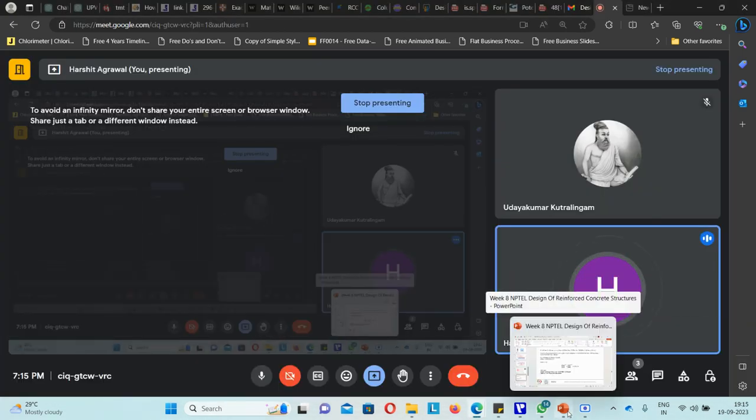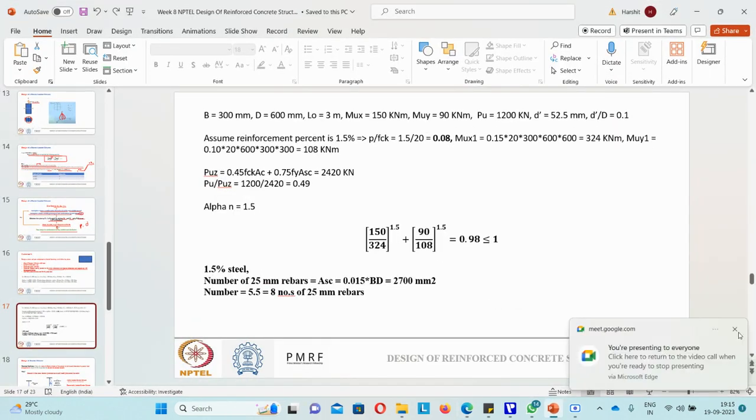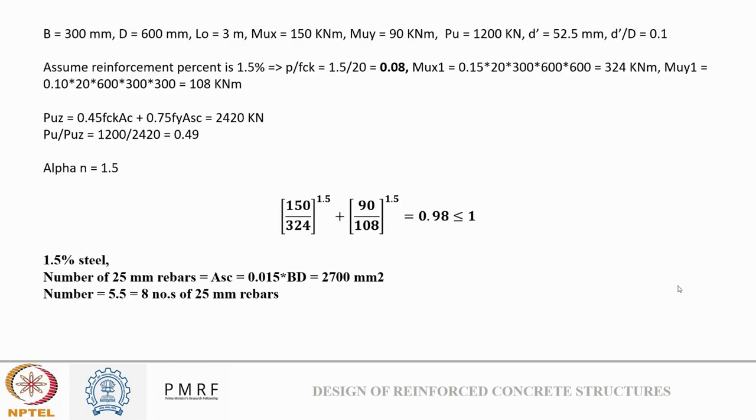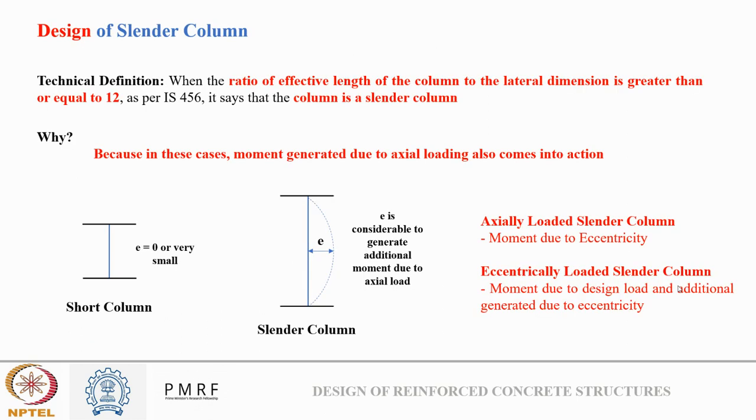Okay, if there is no doubt, we'll proceed ahead. Just remember, you need to choose a percentage of steel, then you need to check, and you need to provide the number of reinforcement. Okay, now moving ahead to the last part of the discussion.